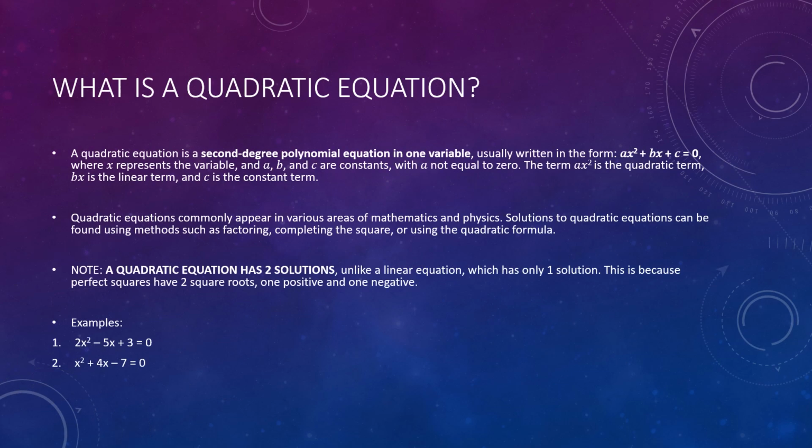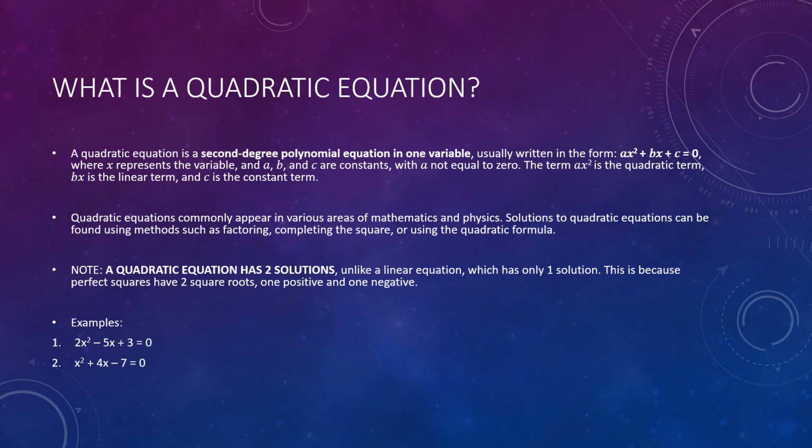So what is a quadratic equation? A quadratic equation is any second degree polynomial equation in one variable, which means that the highest degree is 2 and it is a polynomial equation which has only one variable. Usually this variable can be x.